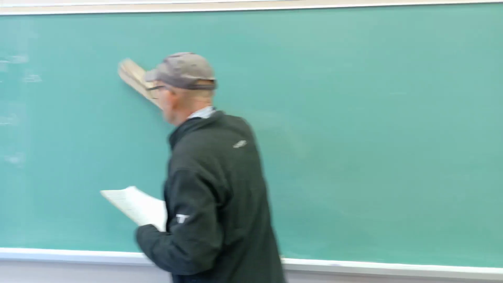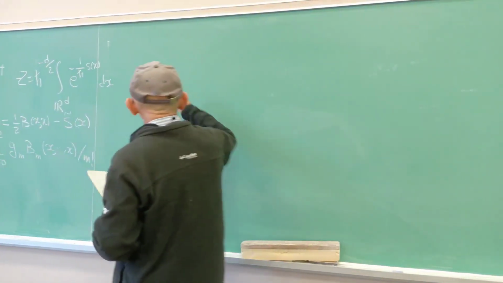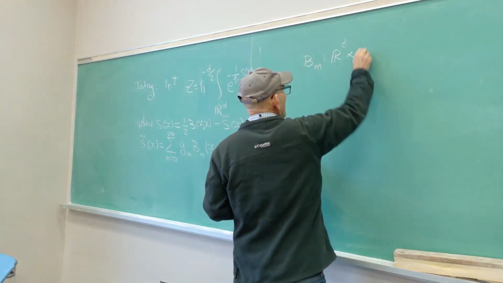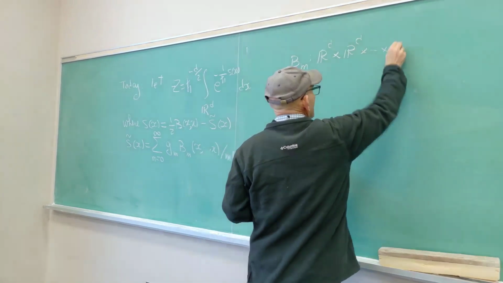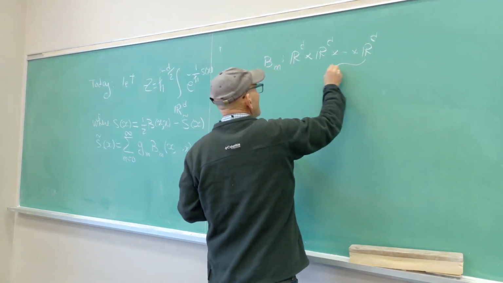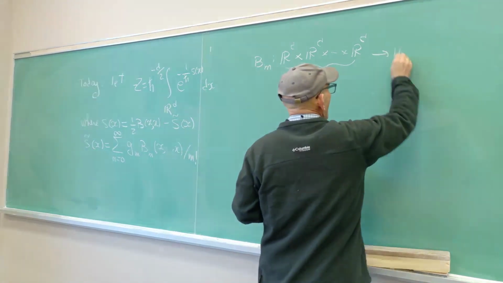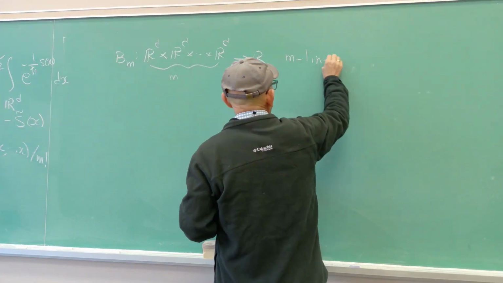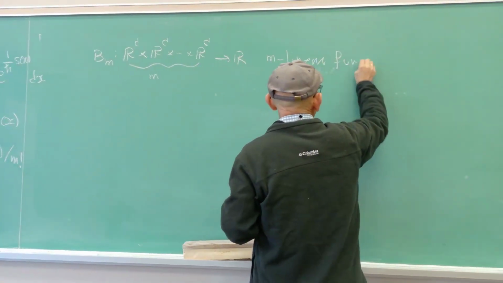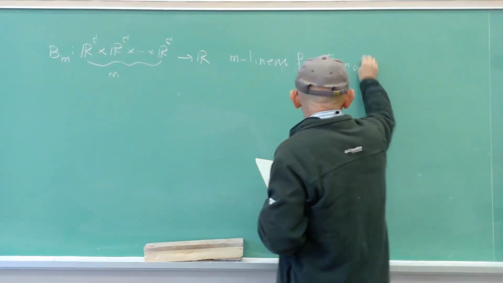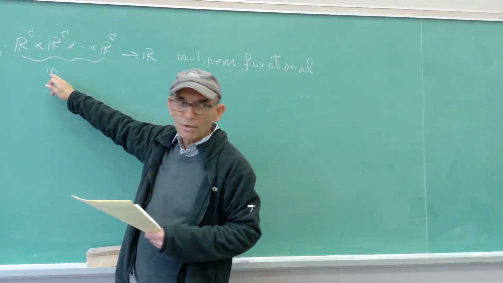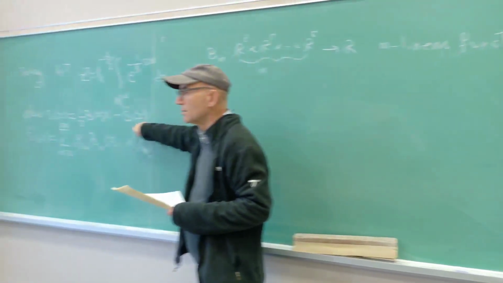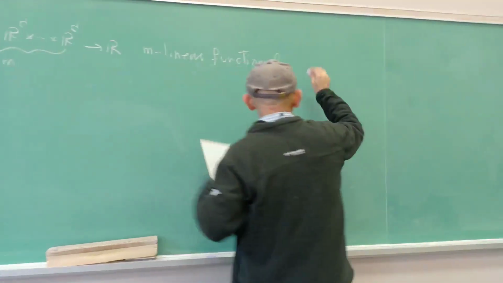So this P_m now, from R^d plus R^d plus R^d, m times, to R. It's just an m-linear functional. And that's actually the Taylor coefficient of the function S still. That's the m-th derivative in the general sense.